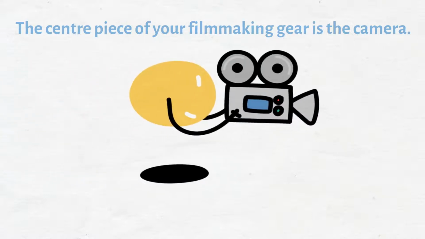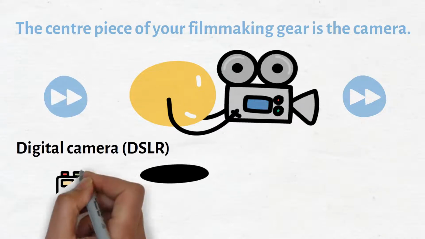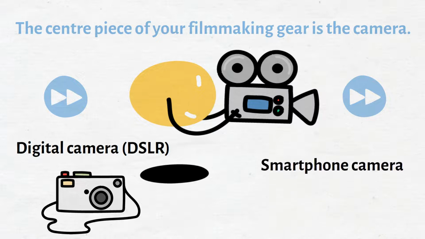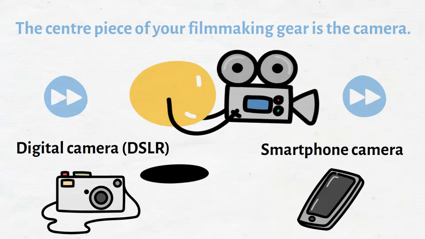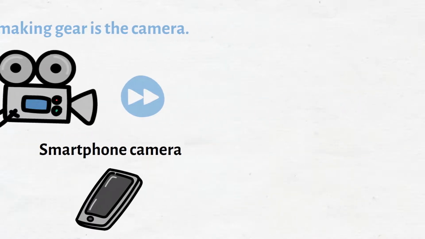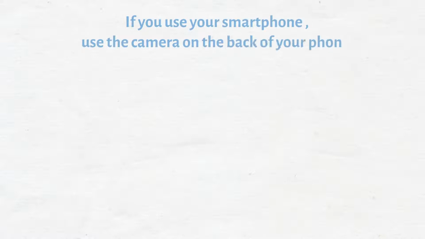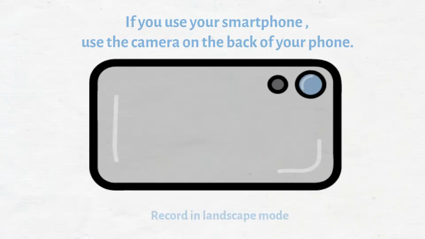Over time, video technologies have become smaller, cheaper, and easier to use. Here are some options for recording footage: digital camera, DSLR, smartphone camera. If you use your smartphone, use the camera on the back of your phone. Record in landscape mode, horizontally instead of vertically. This will make sure your footage looks good on larger devices and not just a phone screen.